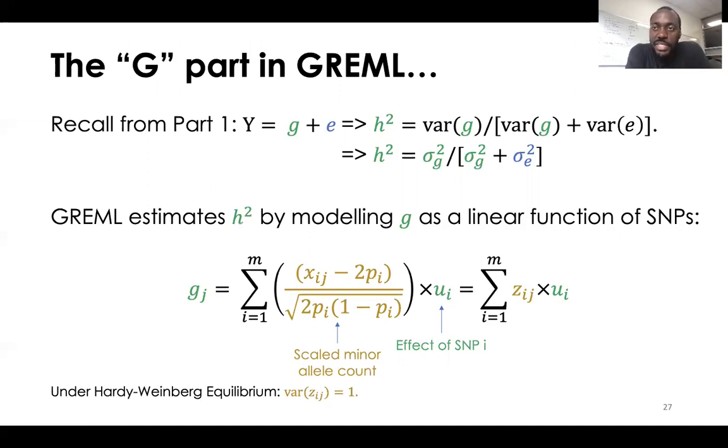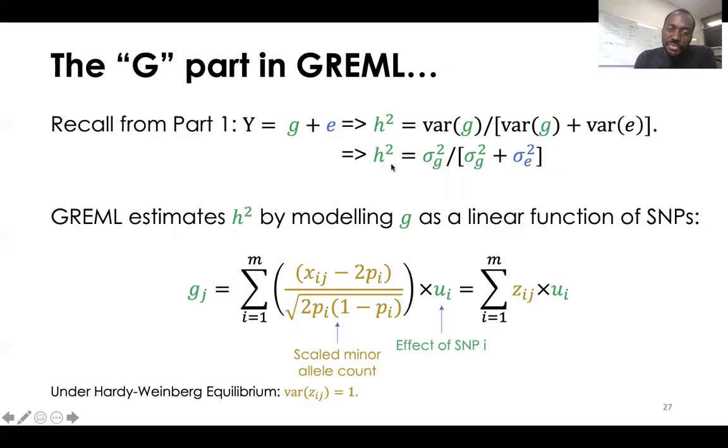Remember, in part one, I introduced heritability using a model where the phenotype can be decomposed as a sum of two terms: the genetic factor G and the non-genetic or environmental factor E. Y equals G plus E. Heritability was defined as a ratio, the proportion of the phenotypic variance that comes from genetic factors, so sigma squared G, the variance of G, divided by the variance of Y. If G and E are independent, then the variance of Y can be written as the sum of those two variances. This is just a recap from part one.